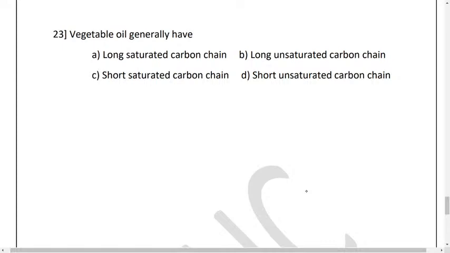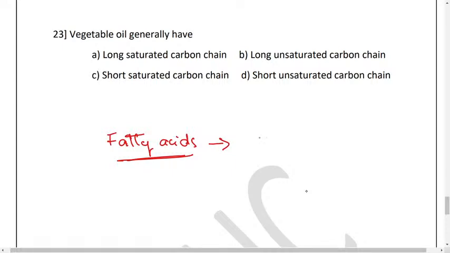Why these oils are good for health? Dear students, oil usually contains a type of fatty acids. It may be the oil or it may be the fat. Usually it contains what? Fatty acids. Now, what are fatty acids, dear students?